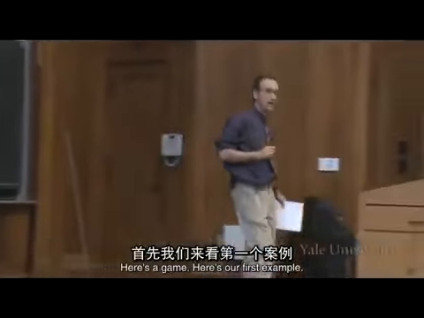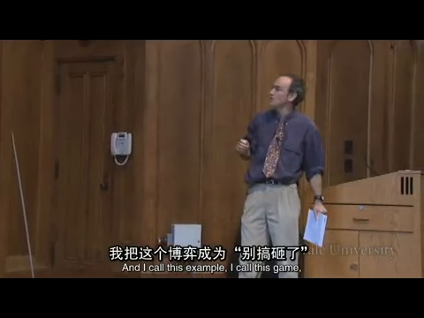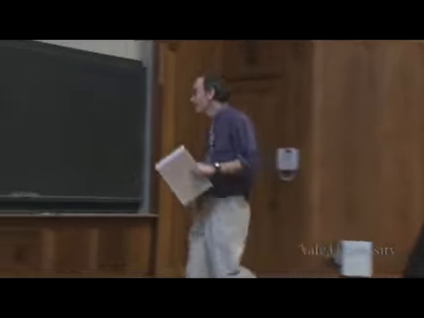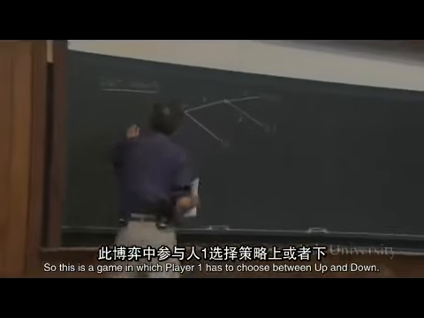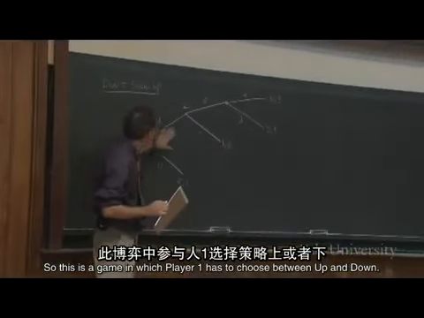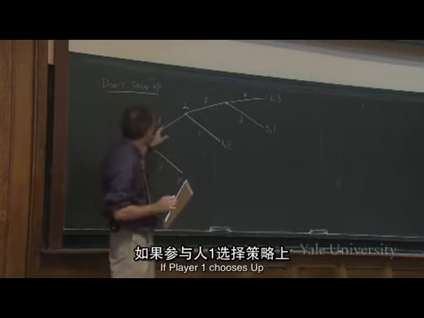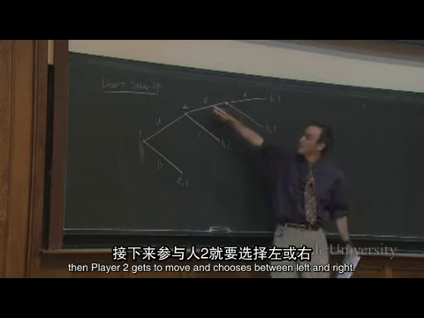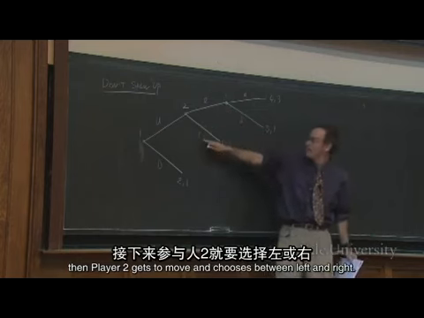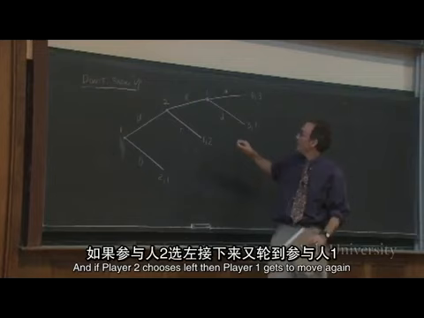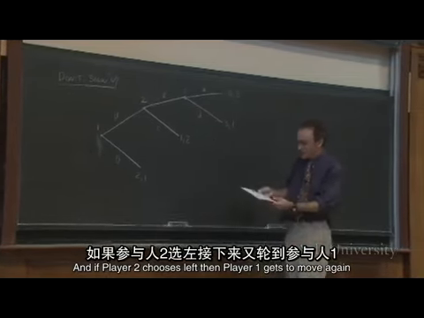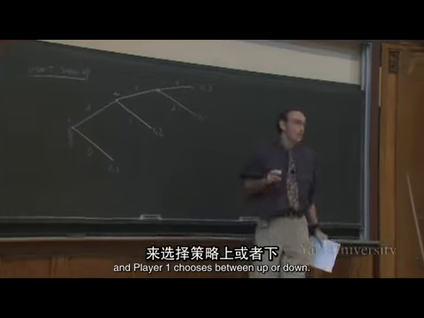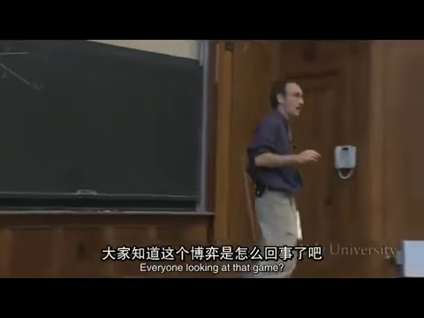Here's a game. Here's our first example, and I call this game Don't Screw Up, for reasons we'll see in a minute. This is a game in which player 1 has to choose between up and down. If player 1 chooses up, then player 2 gets to move and chooses between left and right. And if player 2 chooses left, then player 1 gets to move again, and player 1 chooses between up or down. All right, everyone looking at that game?